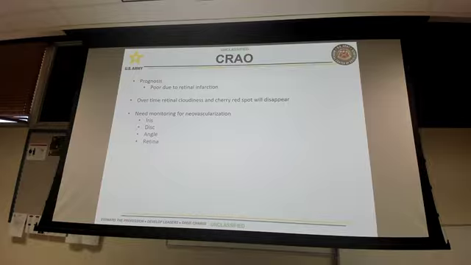Prognosis is poor. Over time, that cloudiness of the retina and the cherry red spot may disappear. And what we need to look out for is new blood vessels growing, so neovascularization of either the iris in the front of the eye and the angle, and then even in the back of the eye where the optic nerve disc is located and different parts of the retina.